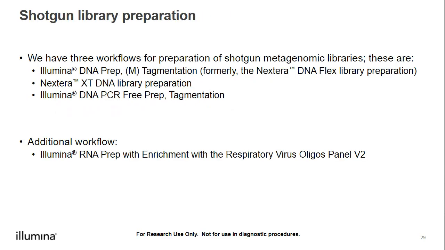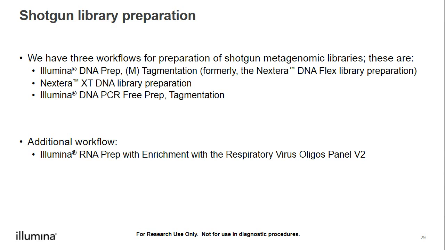We have 3 workflows for shotgun metagenomics library preparation. The Illumina DNA Prep with Tagmentation Kit, formerly known as Nextera DNA Flex, the Nextera XT DNA library preparation workflow, and the Illumina DNA PCR Free Prep Tagmentation Kit.